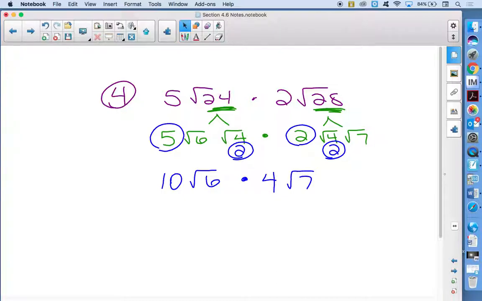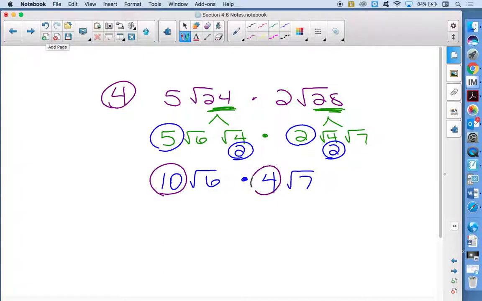But then what do you have to do yet? Because it's not quite done yet. Tyler? So then you still have to continue to multiply. So 10 times 4, Tyler, is 40. And 6 times 7 is 42.